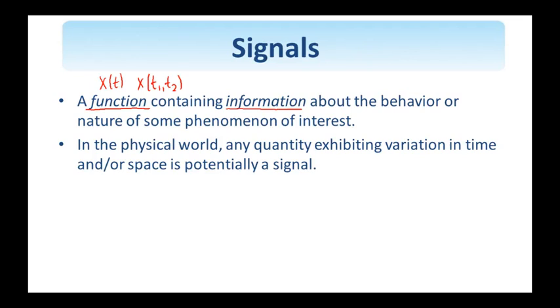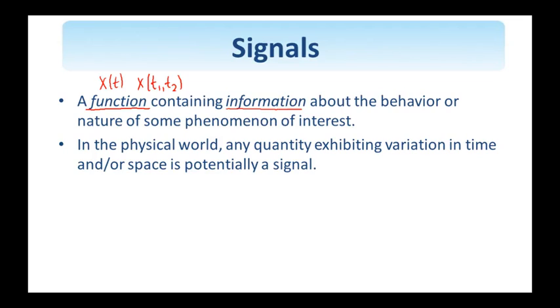In the physical world, we can say that any quantity that changes with respect to time and or with respect to space is potentially a signal. So the speed of a moving car represents a signal. The pressure that I apply on the gas pedal of the car is a signal. If I go and measure the height of the buildings in a city, then this becomes a two-dimensional signal, tells us at each location what the height is, and so on and so forth.